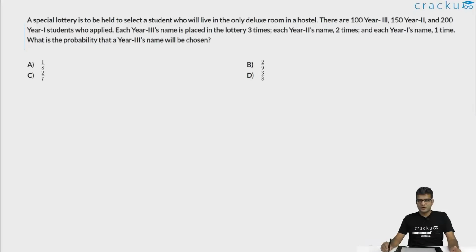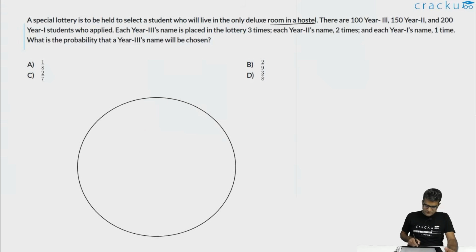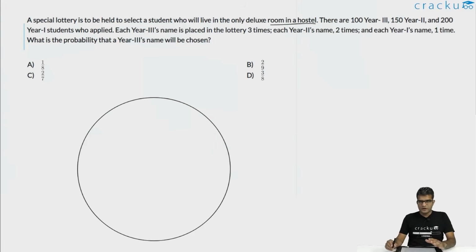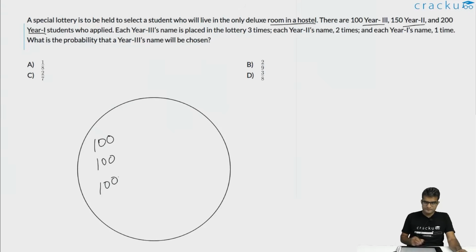In this question, we are told that there is a special lottery that is held to select a student who will live in the only deluxe room of the hostel. There are a total of, let us assume that this is the lottery box. There are a total of 100 third year students, 150 second year students, and 200 first year students. But the names of the third year students are repeated 3 times. So we have 100 once, 100 2 times, and 100 3 times.